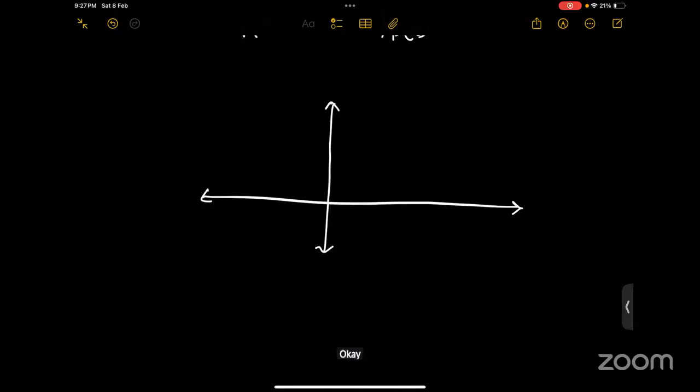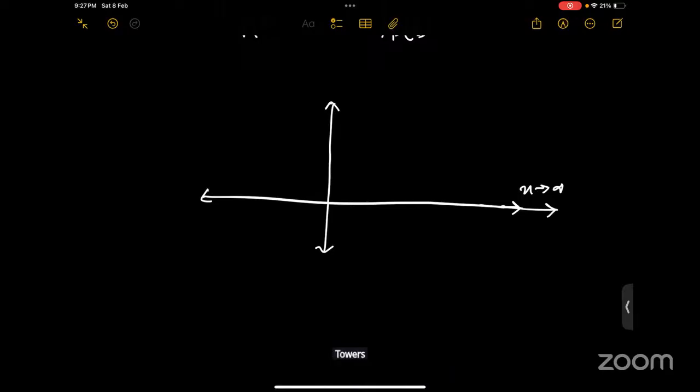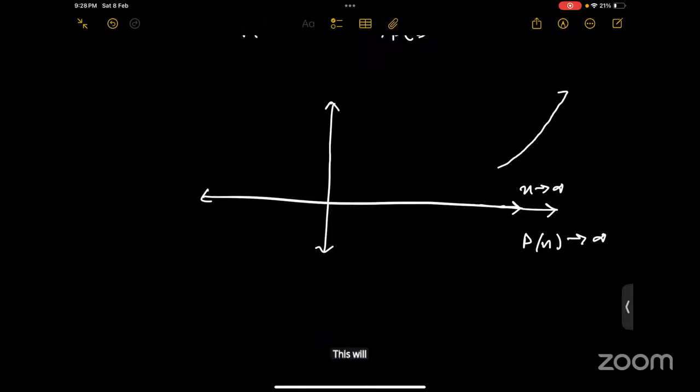Okay. So let us first do it graphically. When x is tending to infinity, that means we will take x in this side, towards the positive x-axis, right? And if y, the value of p, is also tending to infinity when x is tending to infinity, then this will go to the upward direction, like that.